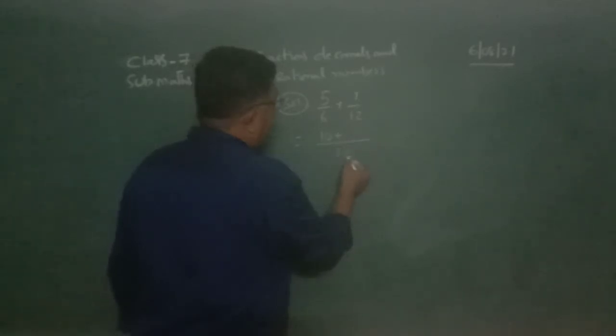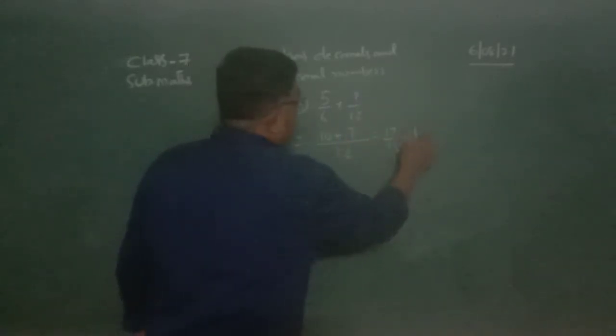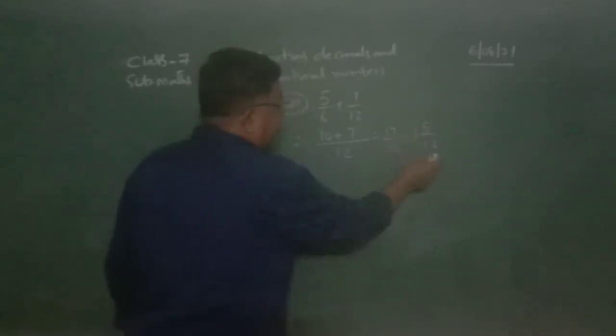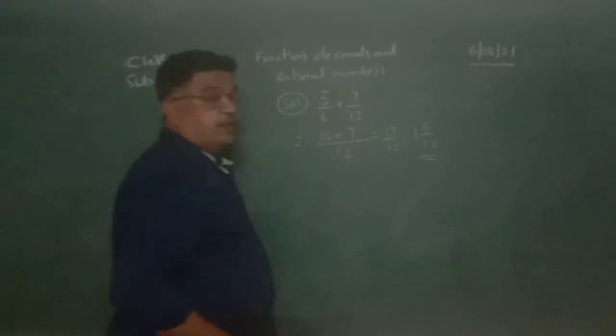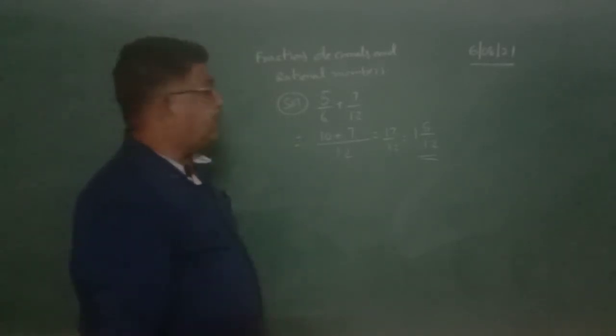12 divides 12 1 time. 1 into 7 is 7. So the answer is 17 by 12, or you can write it as 1 5 by 12. 12 ones are 12, 12 plus 5 is 17 by 12. This is also an improper fraction represented as a mixed fraction.